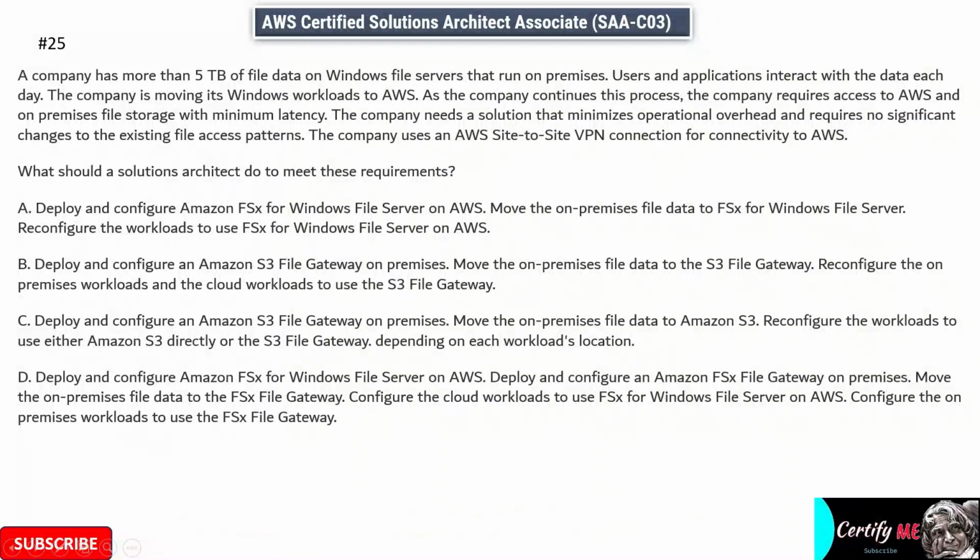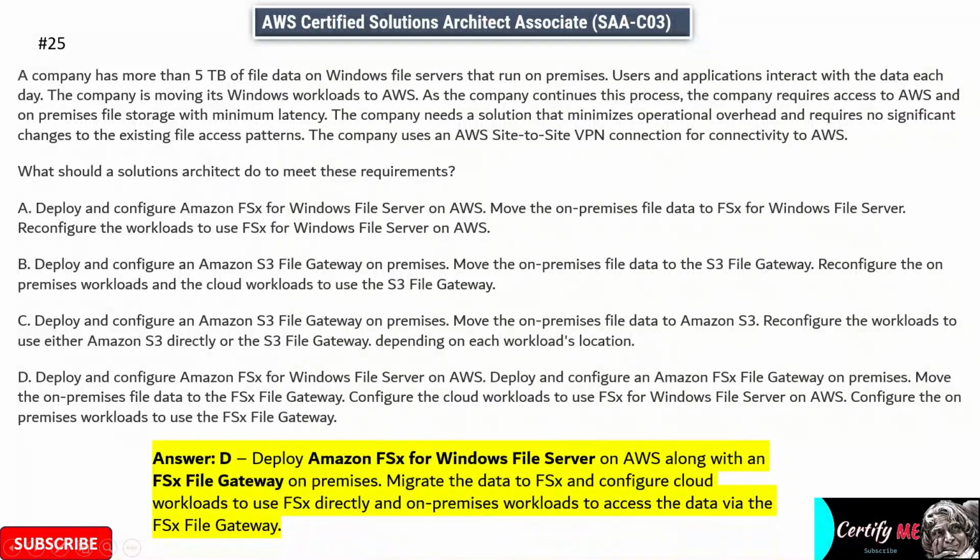The correct answer is option D. Deploy Amazon FSx for Windows file server on AWS along with an FSx file gateway on premises. Migrate the data to FSx and configure cloud workloads to use FSx directly and on-premises workloads to access the data via the FSx file gateway. Next question.